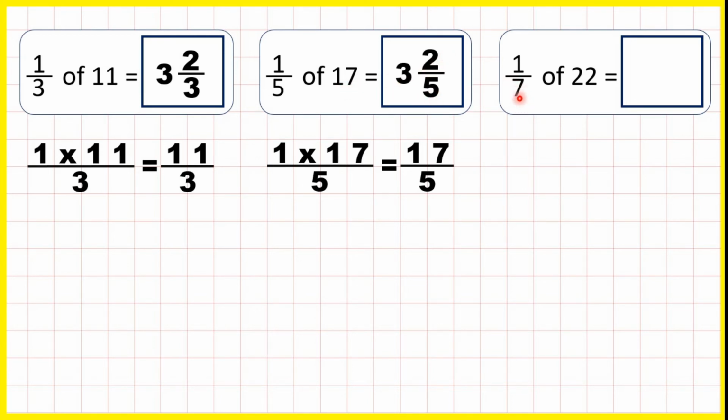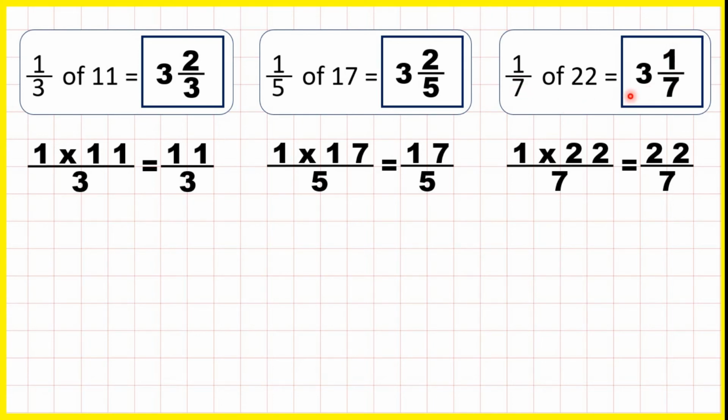Now 1/7 of 22. So that's 1 times 22 over 7, or 22 over 7. 22 divided by 7 is 3, remainder 1. So 3 is our whole number, 1 is our numerator, and then the denominator stays the same. So our answer is 3 and 1/7.